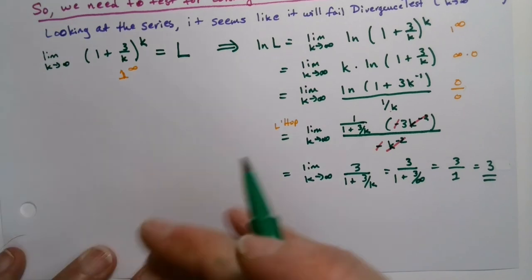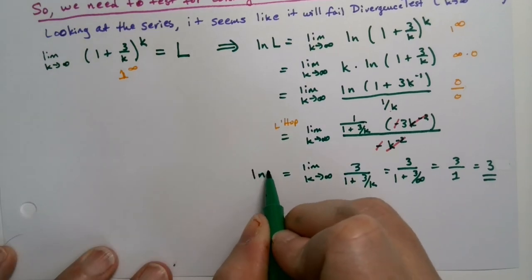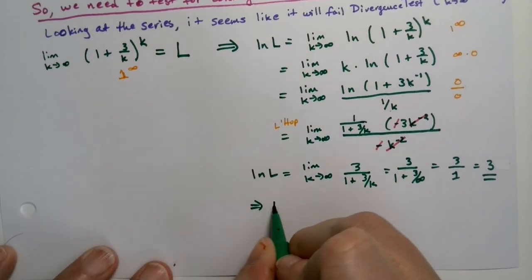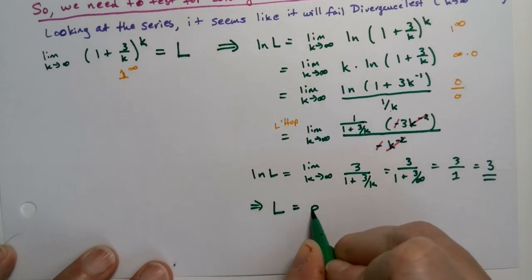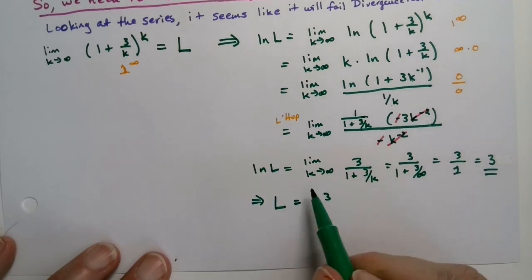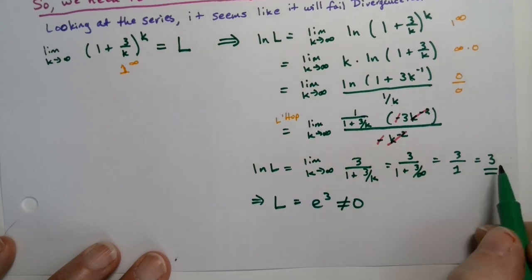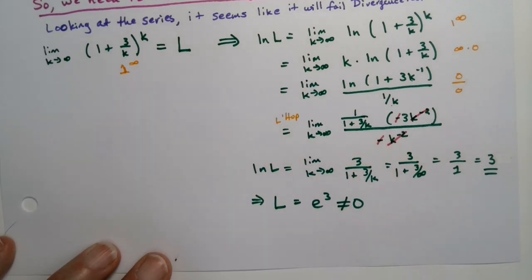Because remember, this wasn't really L. This was the natural log of L, right? So that means that L, the thing I was looking for, is e to the 3. And e to the 3 is not 0. So it's not that 3 is not 0. It's that e to the 3 is not 0.